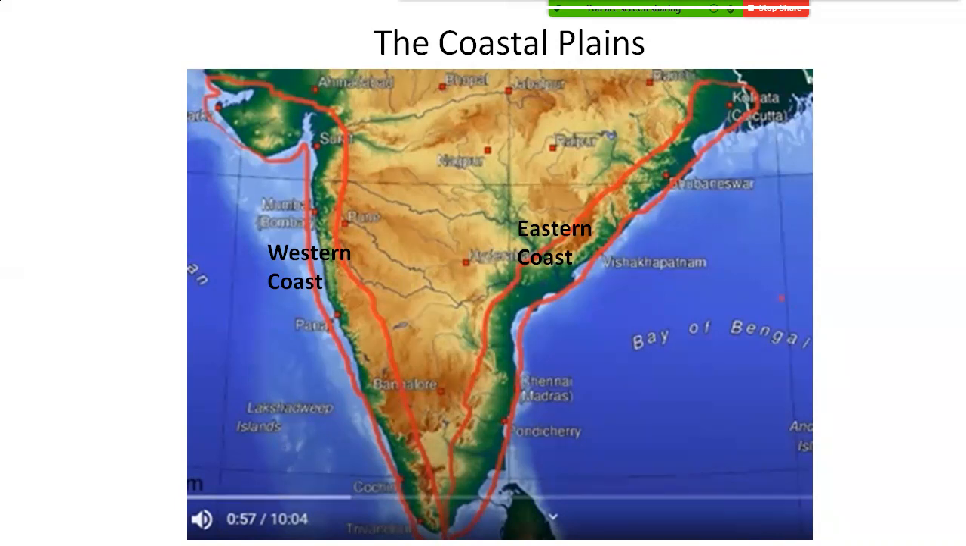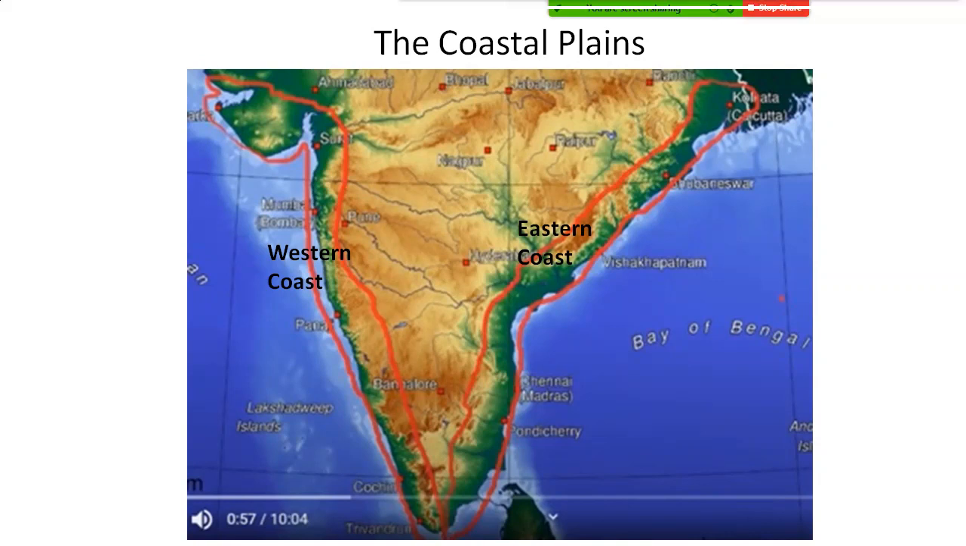These lie to the south of the North Indian Plains and to the west and the east of the Peninsular Plateau. This coastline is around 7,500 kilometers long. There is a big difference between the western coastal plains and the eastern coastal plains.